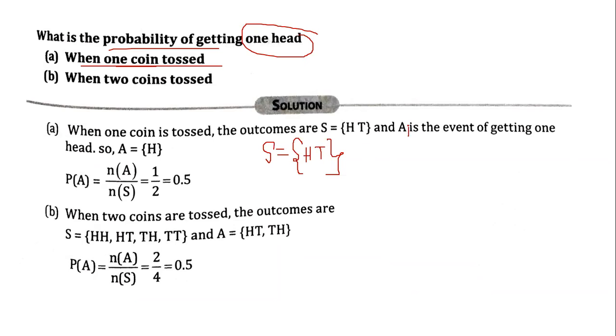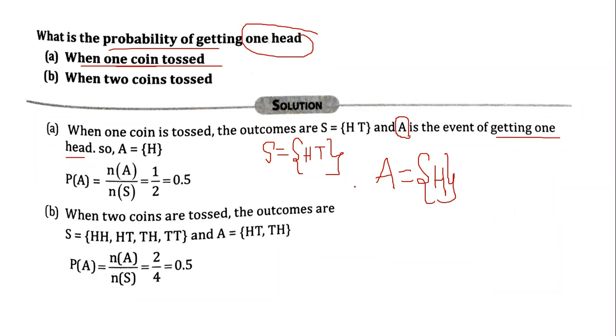So we have to define an event, that is A is the event of getting one head. Okay, so what should be the answer for A? A is the event of getting one head. We are tossing one coin and we are supposed to get head. That should be the result.